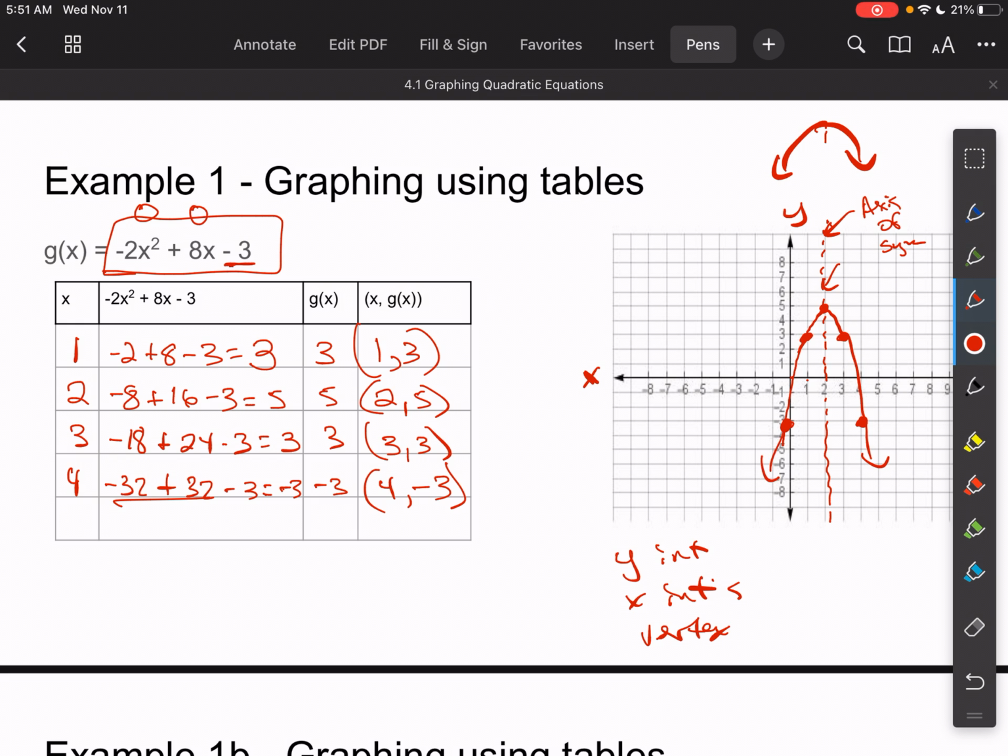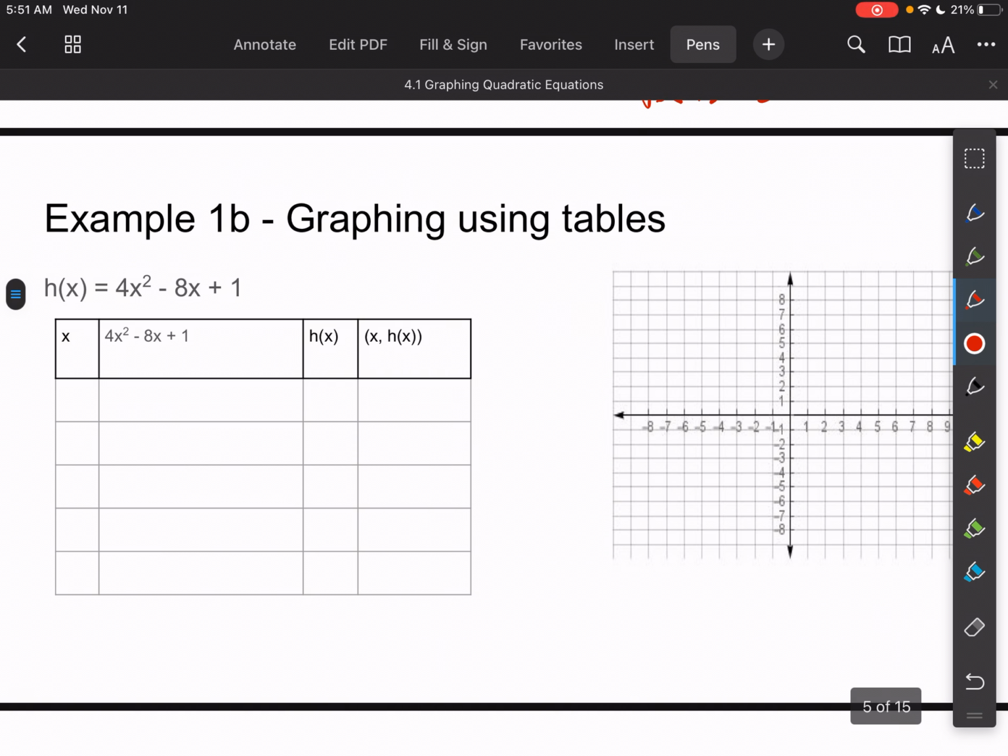And there we go. We have our y-intercept, we have our x-intercepts, we have our vertex. I don't really know what these things are, but at least it shows it crossing the x. Okay, you guys give this one a shot.